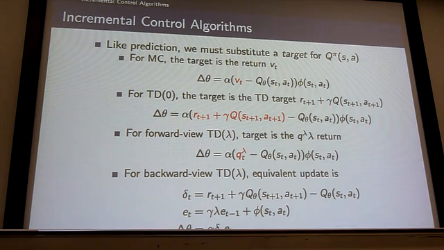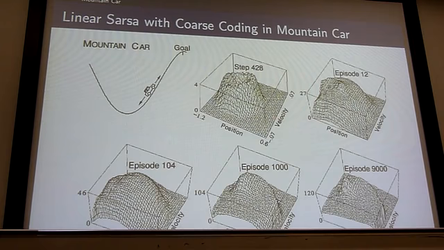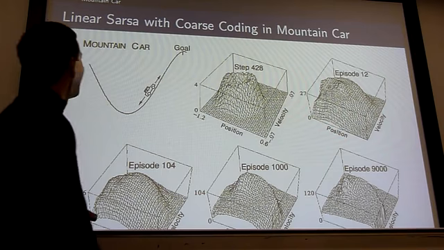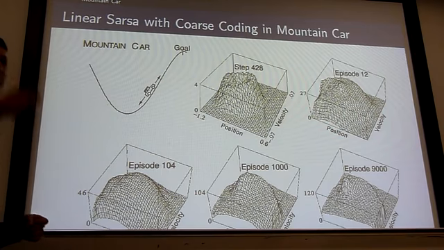We've got the same choices: Monte Carlo, TD0, and the spectrum in between represented by lambda. Okay, so here's an example. This is probably the most used or perhaps overused example in reinforcement learning, which is the mountain car. If you randomly sample any paper on reinforcement learning, there's probably a 50% chance that it will have a mountain car in it.